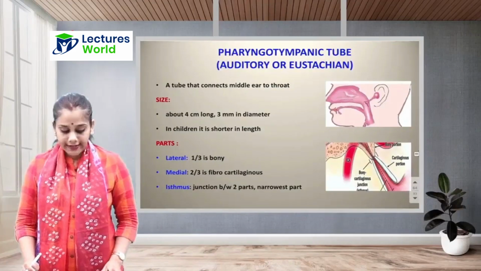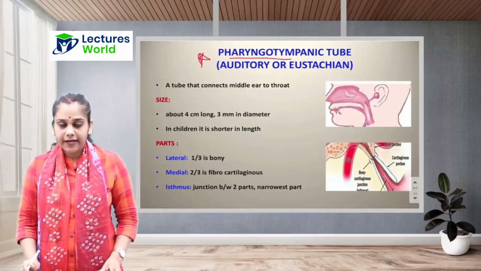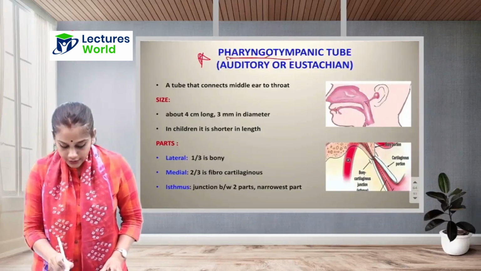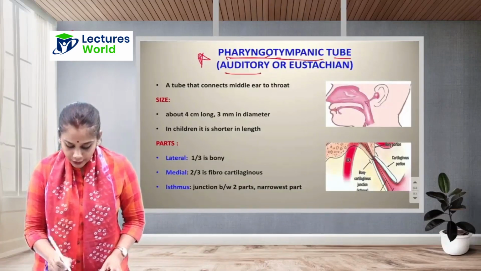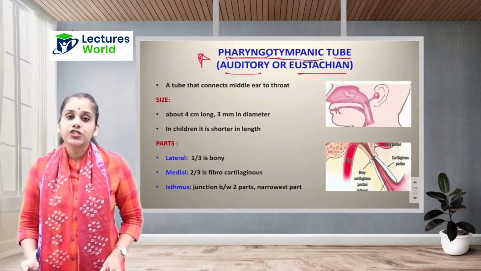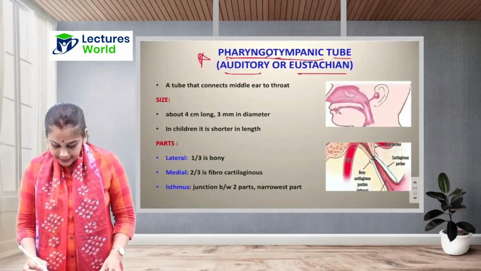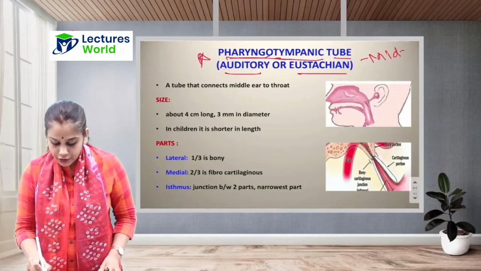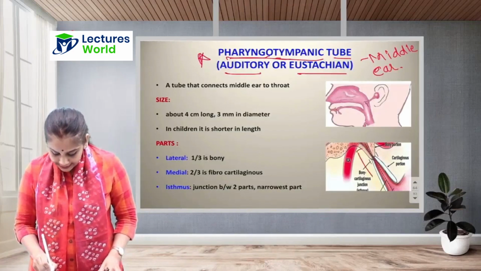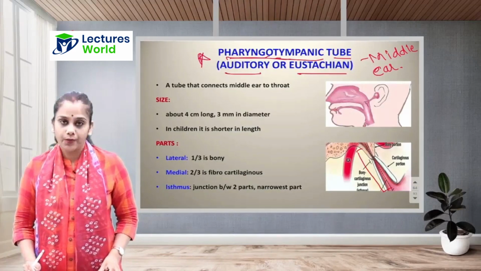Now next part, that is the pharyngo-tympanic tube. It is also known as the auditory tube as well as the eustachian tube. You can see in the figure, it is a portion of the middle ear. You can see this is the auditory tube, or we can say eustachian tube.